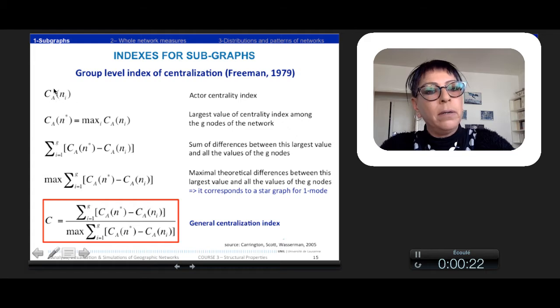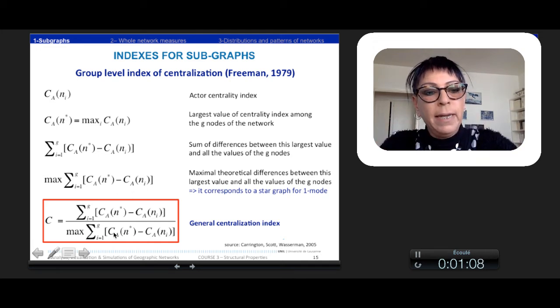So we consider all actor centralities. Among these actor centralities, we take the largest value of centrality amongst the nodes in the observed graph, and the sum of differences between all the actor centralities and the maximum. But we also consider the maximum theoretical difference between the largest value and all the values of nodes. For example, for a one-mode network, it corresponds to a star graph, so the most concentration in one node and the other nodes are in the periphery.